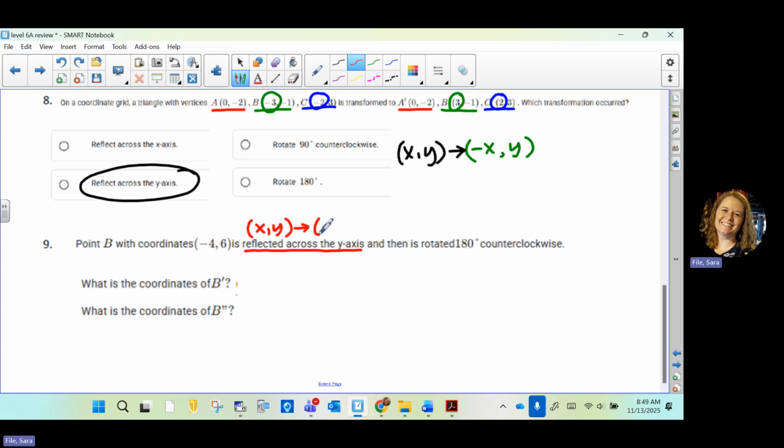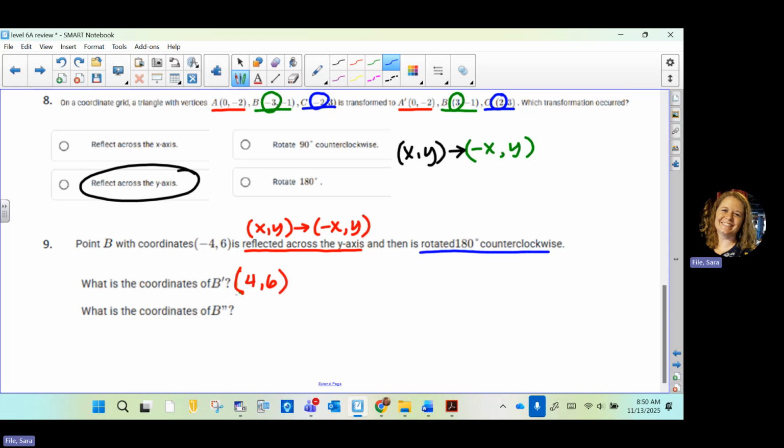Write the rule again if you need to. You're going to switch the sign of x and leave y alone. Okay, so for -4, 6, that's going to become +4, 6, because we changed the sign of x and left y alone.